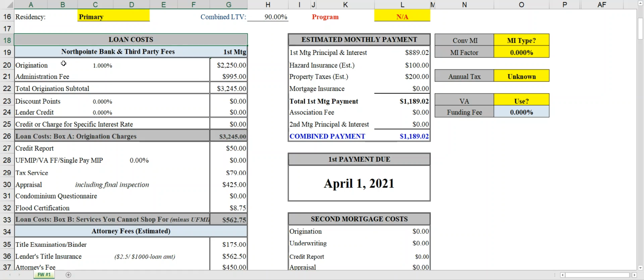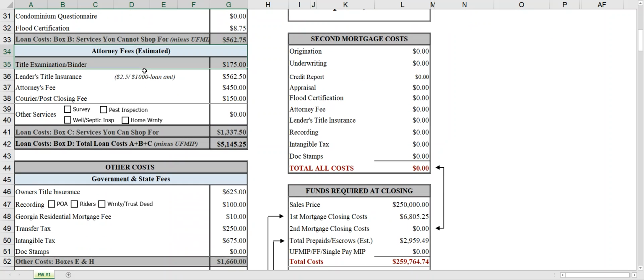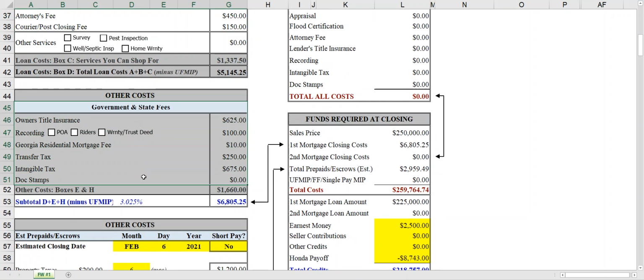Let's start on the left-hand side under loan costs. We see the origination charge that's associated with the rate and the bank's flat $9.95 administration fee. These are the only fees the bank's going to collect directly. Box B here is third-party fees we're going to pay out throughout the process, including your credit report and appraisal. Attorney's fees are estimated based on the transaction. You're going to indicate which attorney you're closing with on the contract, and they will provide me these fees, so understand I don't have any influence over these.